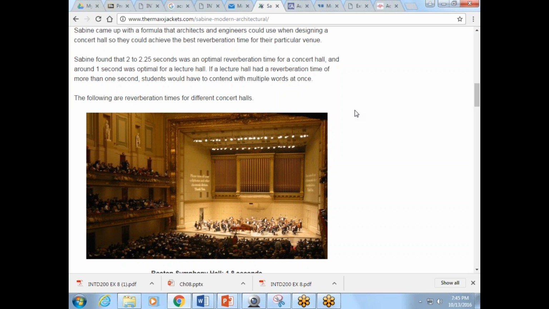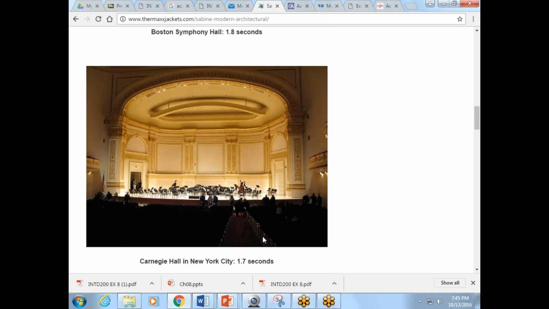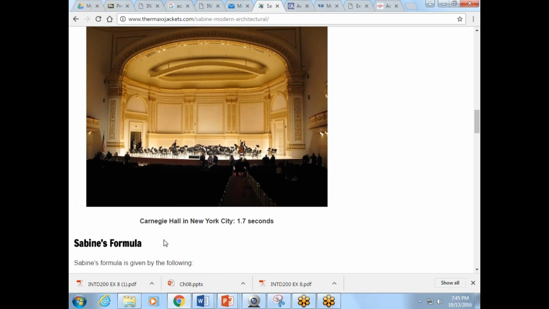And he did it just by varying activities, changing the absorption by adding different materials into spaces and placing them around. There wasn't a lot of technology to help him come to this conclusion outside of physical placement, example, and trial and error. So here we have just pictures and images. It says the following reverberation times are different for concert halls. So the Boston Symphony Hall has 1.8 seconds versus Carnegie Hall in New York City with 1.7 seconds.